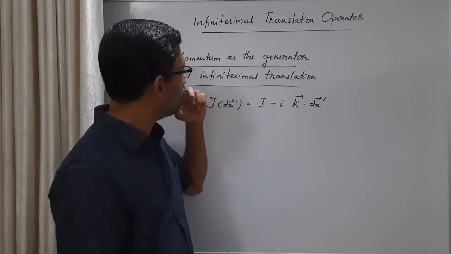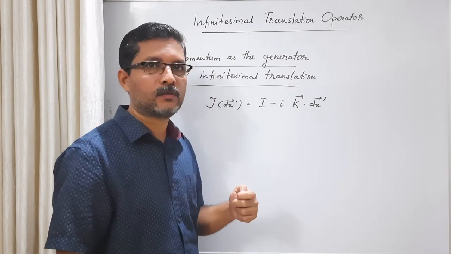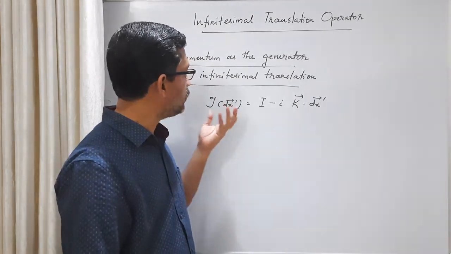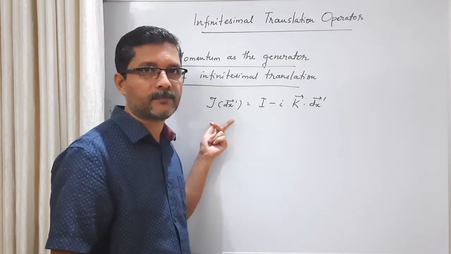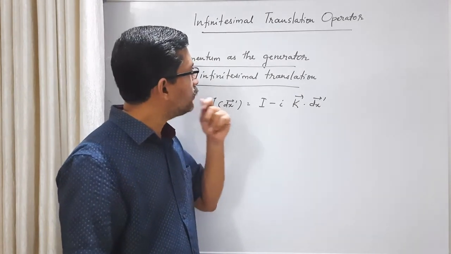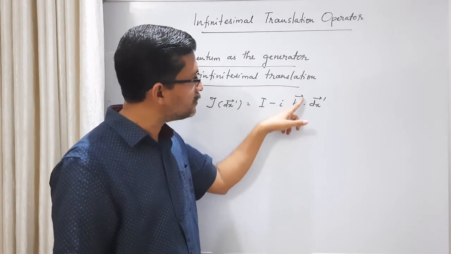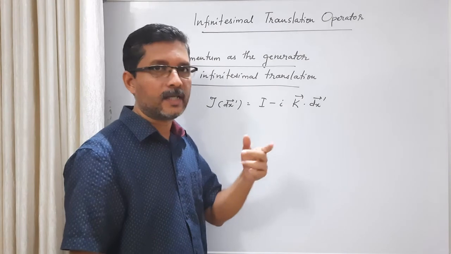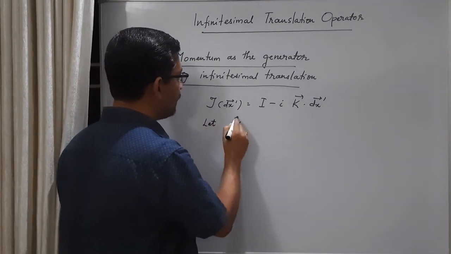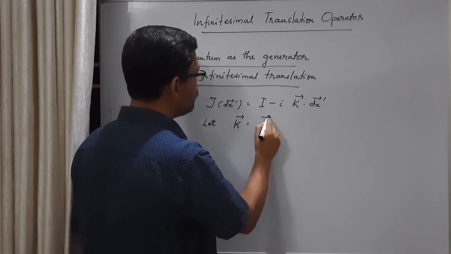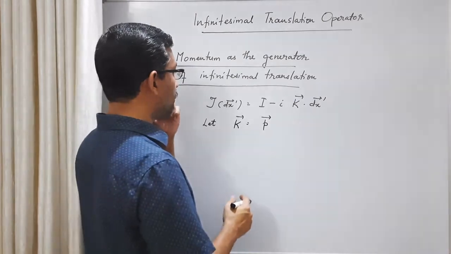Now, if you want to use the idea from classical mechanics that momentum is the generator of infinitesimal translation, we want to express the infinitesimal translation operator in terms of the momentum operator. So here we have a Hermitian operator k with the dimension of 1 by length. Let us express this k in terms of the linear momentum operator. So let us define this k as linear momentum. This is a three-dimensional operator, so let us consider the three-dimensional momentum operator.